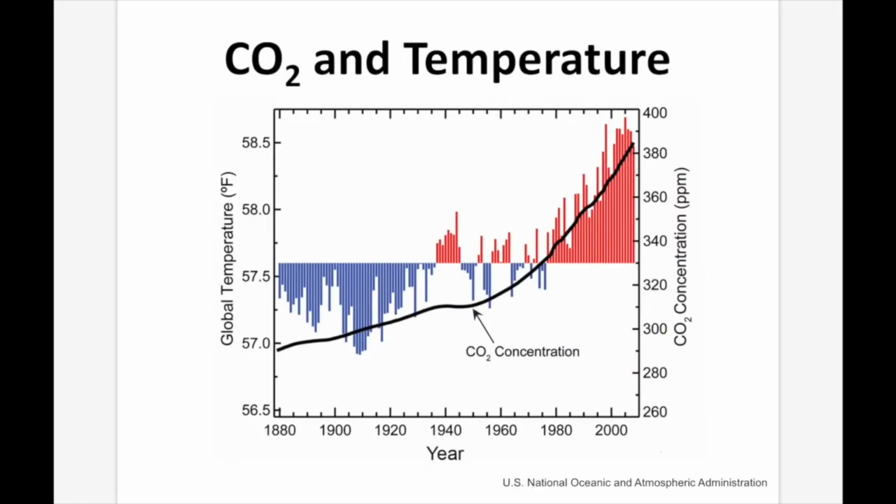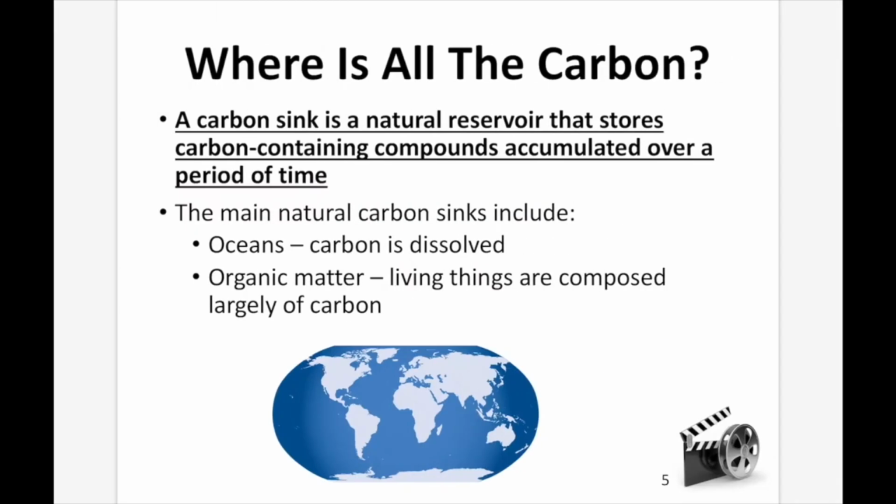Now this graph is interesting because it compares carbon dioxide and temperature since 1880. So global temperature is going to be the bar graphs. You've got the blue over here, and you've got the red up there. And you can see a general upward trend as we go from 1880 to present day. But what you also notice is a gradual upward trend of the carbon dioxide concentration in the atmosphere. So you can see that there's a direct connection between the amount of carbon dioxide in the air and the average global temperature. But where is all this carbon?